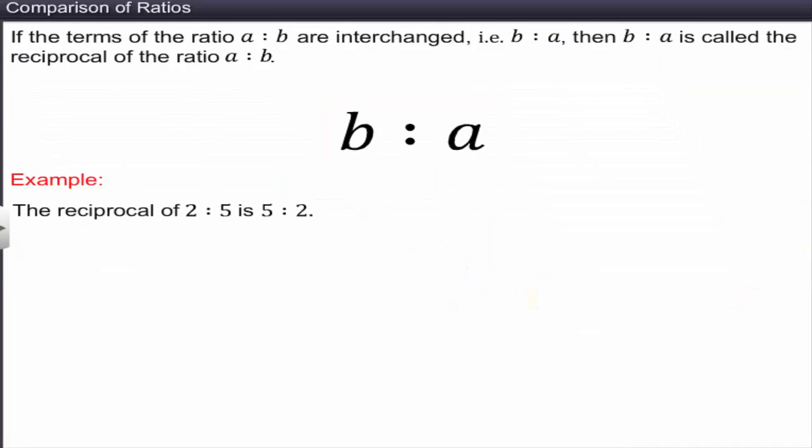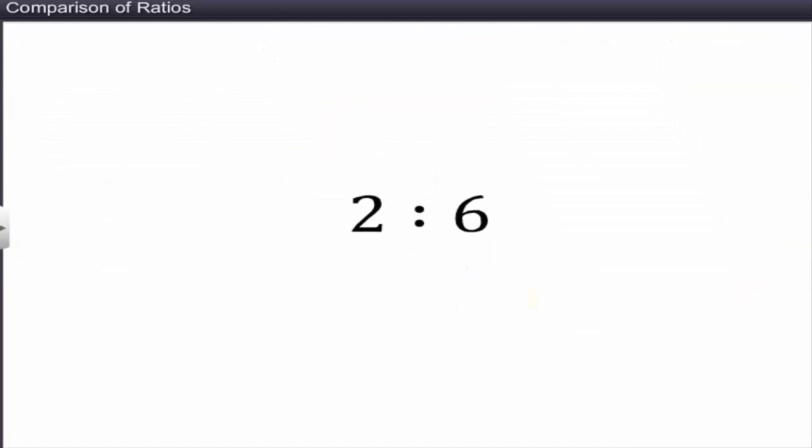Let's consider a ratio 2:6 and make some observations. Firstly, write the ratio in fraction form. Now, multiply the numerator and the denominator by 2. We get 4:12, which is again equal to 2:6. In a similar way, by dividing the first and second terms of the ratio by 2, we get 1/3, which is equal to 2:6.